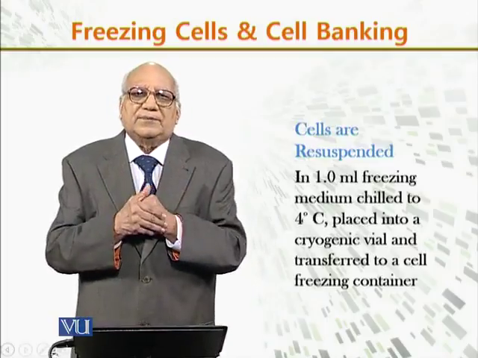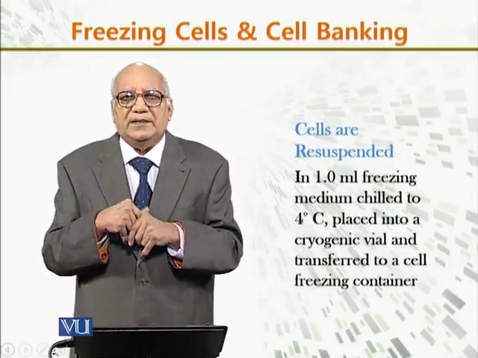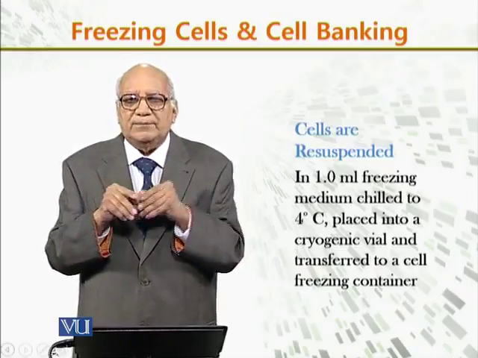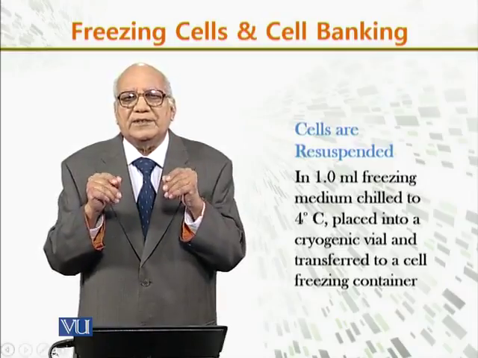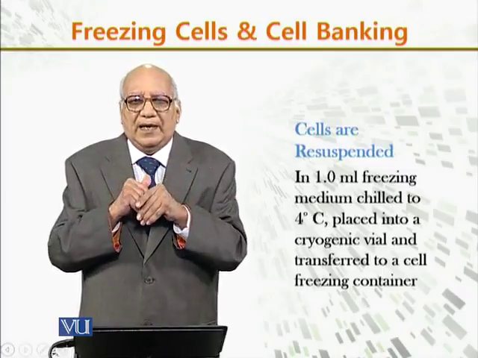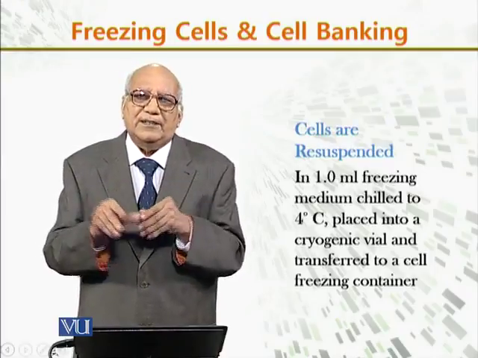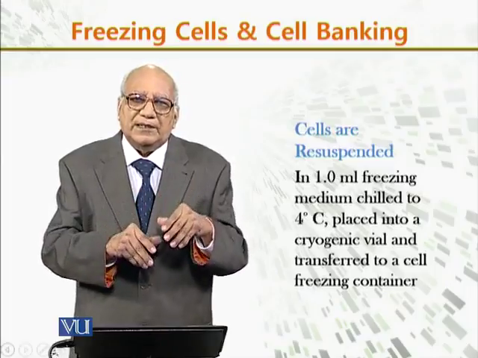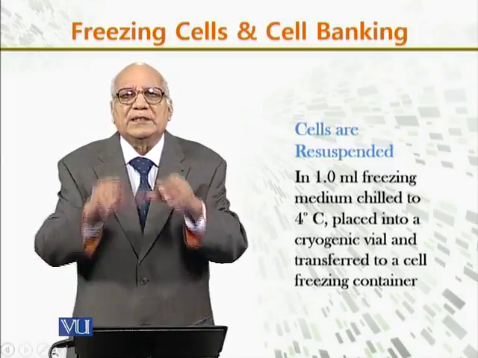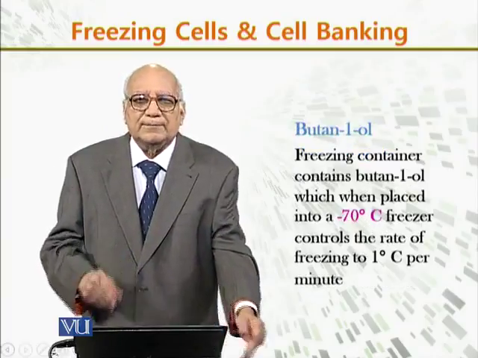Now, after we get the pellet, these cells are resuspended, redissolved, in 1 mL freezing medium that is chilled to 4 degrees centigrade, placed into a cryogenic vial, and transferred to a cell freezing container. That is, we have a cell freezing container, and that vial is transferred into that container to make a bank of the cells.